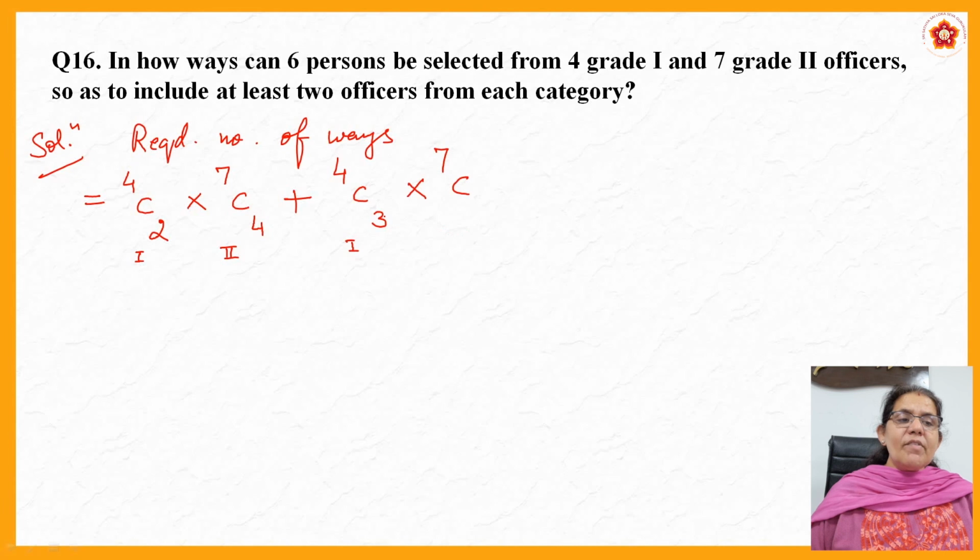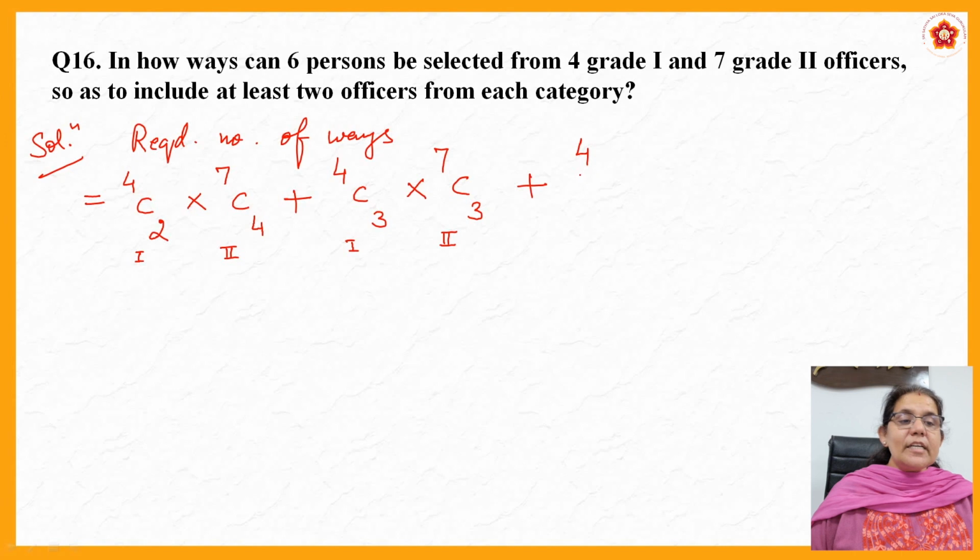And out of those 7 officers, now how many do we have to choose? Total is 6. 3 we have already chosen. So how many more need to be selected? 3. 3 plus 3 is 6. Total will be then 6.